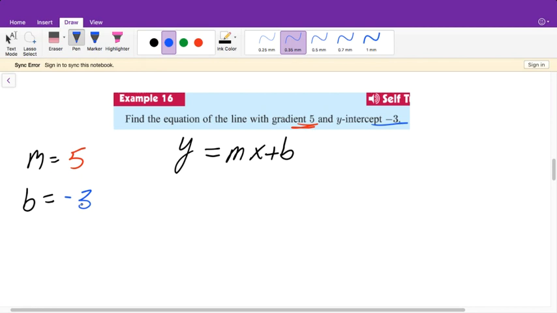This is really easy. Now I'm just going to substitute 5 in for m, so y is equal to 5x. And then my b is -3, so it'll be -3. That will be our final answer: y is equal to 5x minus 3. That is the equation of a line that has a gradient of 5 and a y-intercept of -3.